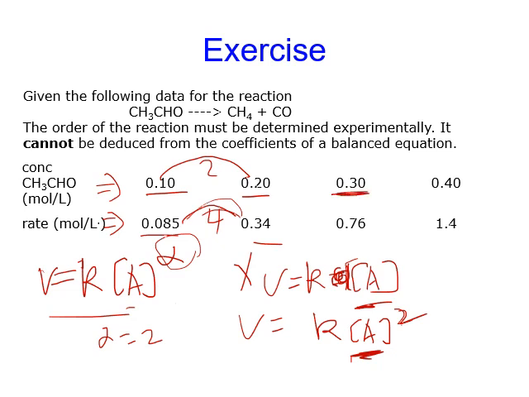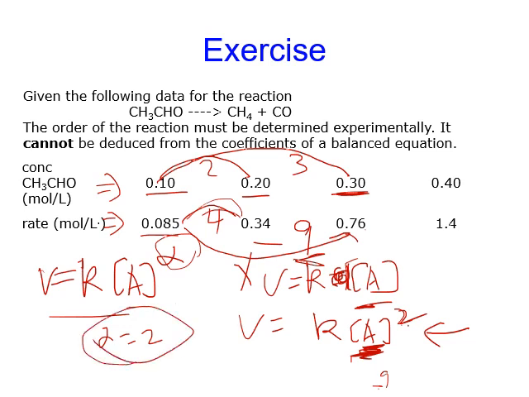If the concentration goes to 0.3 compared to the first one, that's 3 times. And the reaction rate goes from 0.085 to 0.76, and that's 9 times. So if alpha is 2, then when A becomes 3 times, 3 squared becomes 9, and that also is consistent with the experimental data. Therefore, the conclusion is the reaction is second order with respect to the reactant.